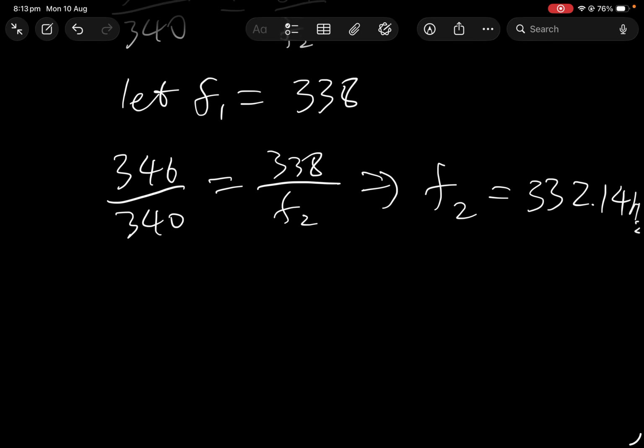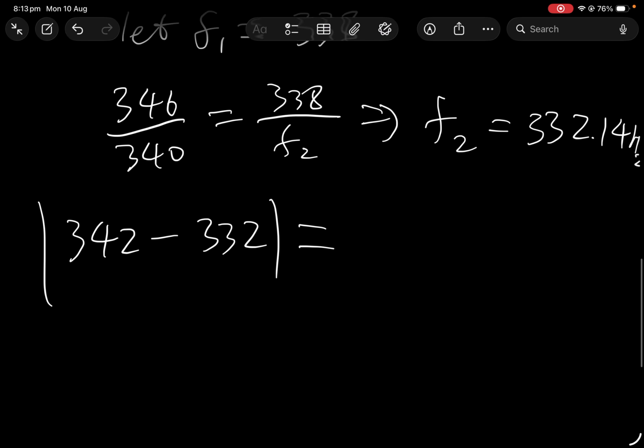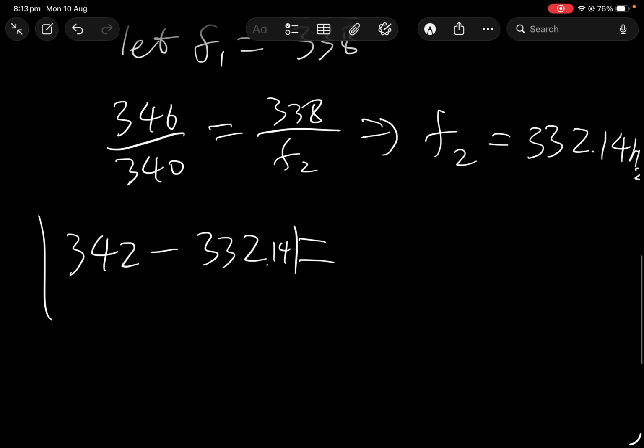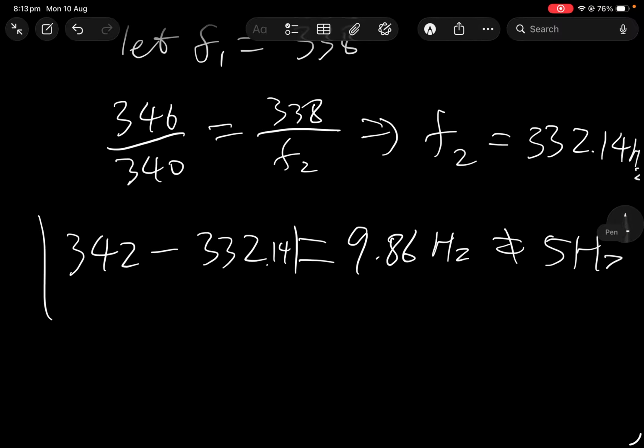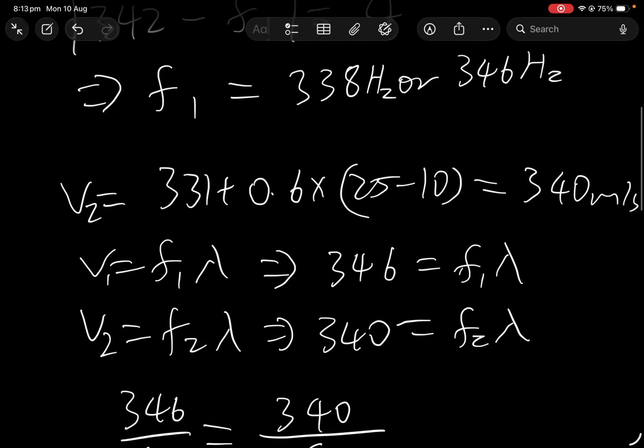Let's test that. The second part says the flute is played again, and the beat frequency against the same oscillator is measured at 5 hertz. So 342 minus 332 is equal to 10, so 342 minus 332.14 equals 9.86 beats, or hertz, which is not 5 hertz. So that means F1 cannot be 338.